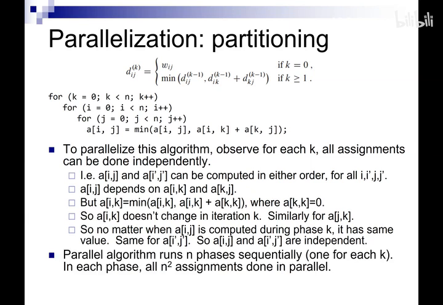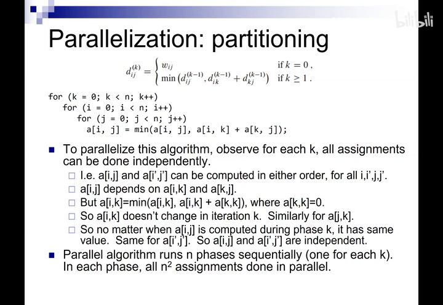Okay, so therefore our algorithm is going to be like this. The parallel algorithm is going to have n sequential phases, one for each k. So k equals 0, then 1, and then up to n minus 1. In each of these phases, we're going to have n squared of these little tasks for the aij's, and all of them can be done completely in parallel. There's no dependency between any of these tasks.